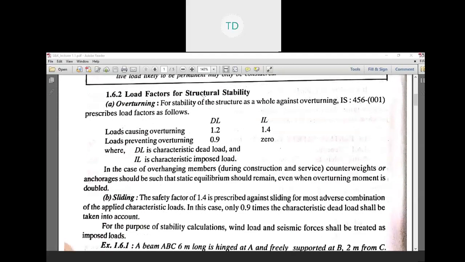Now, load factors for structural stability. Different types of structural stability have different load factors. First, overturning. For stability of the structure as a whole against overturning, IS 456 prescribes load factors as follows. Load causing overturning: dead load is taken as 1.2 and imposed load 1.4. Load preventing overturning: dead load 0.9 and imposed load 0.